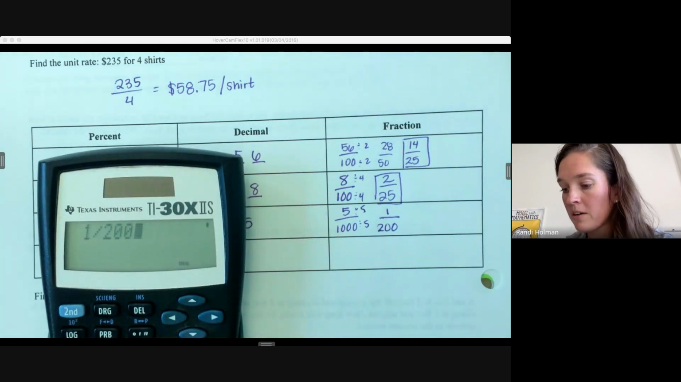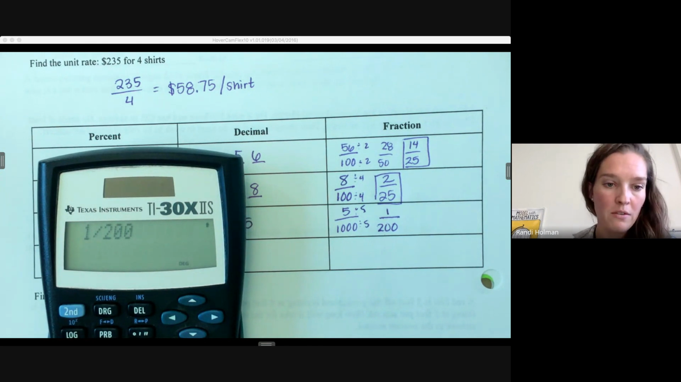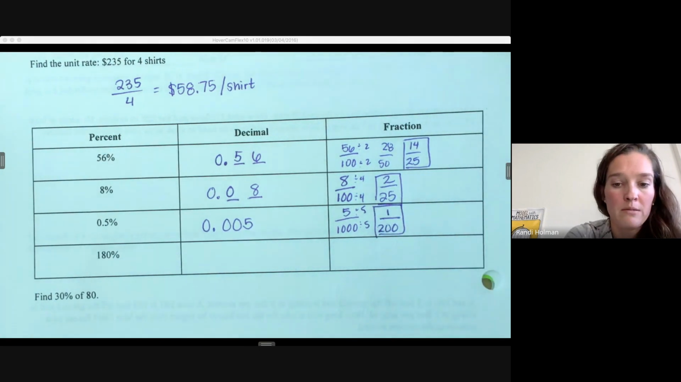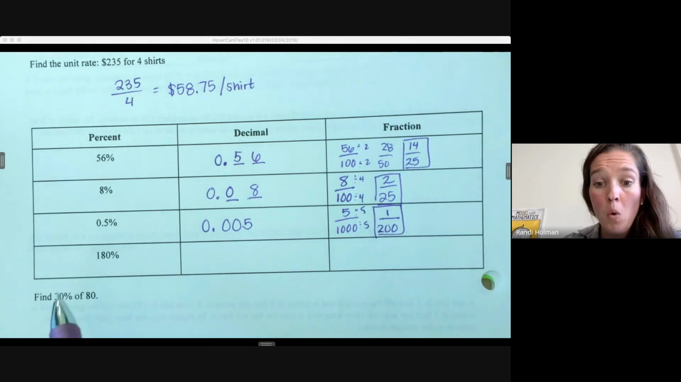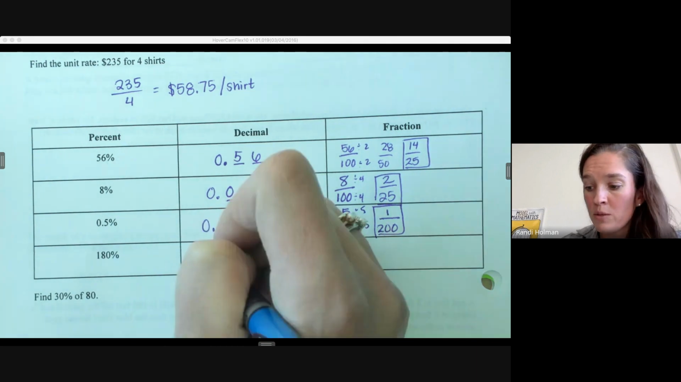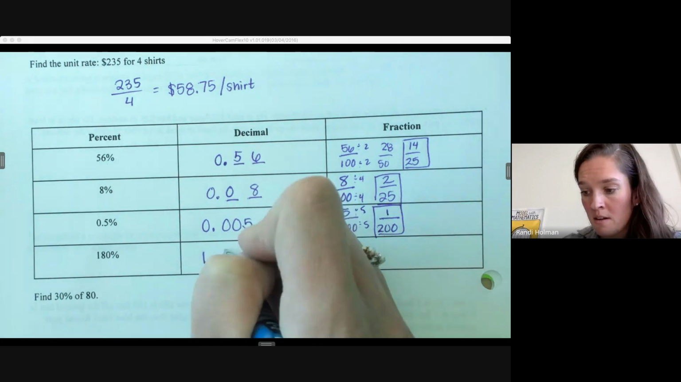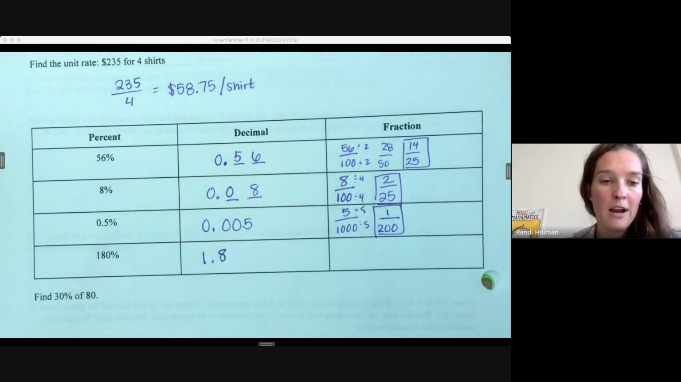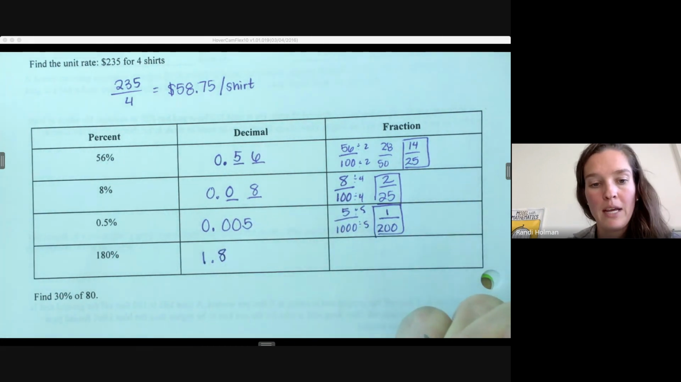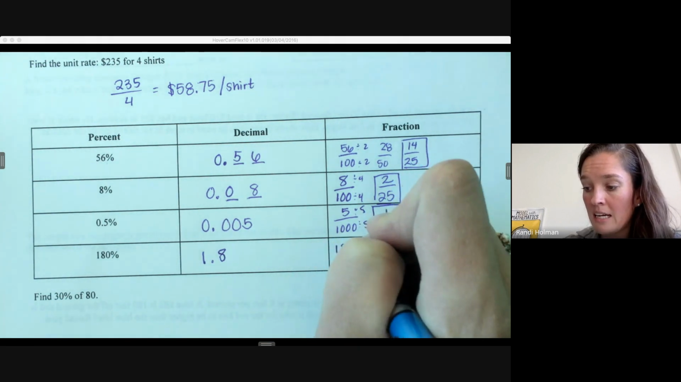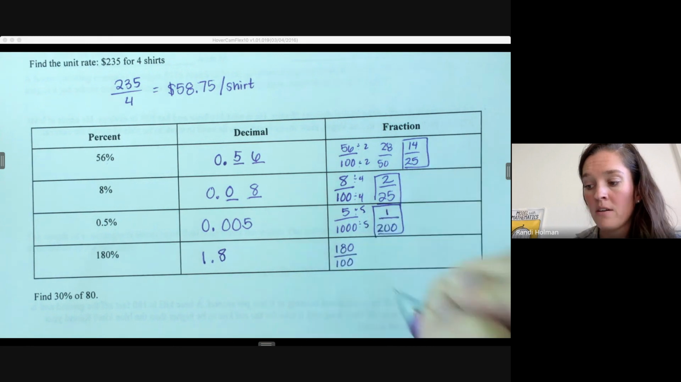1 divided by 200 should be equal to 0.005, or 5 thousandths. Looks like we got to the right place. Hey, this one's different. It's 180%. It's more than 100%, which means we have 100%, which is 1, and 80%. So we could write it as 1.80, or 1.8 is totally fine too. So that means we have 180 out of 100.